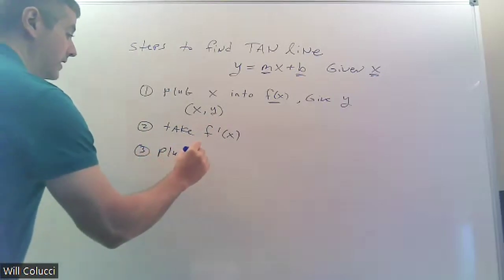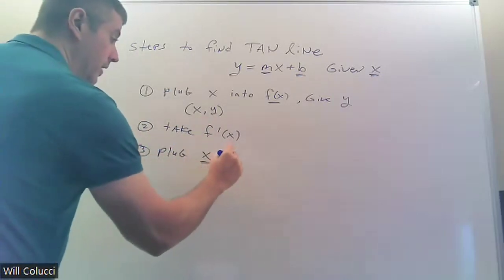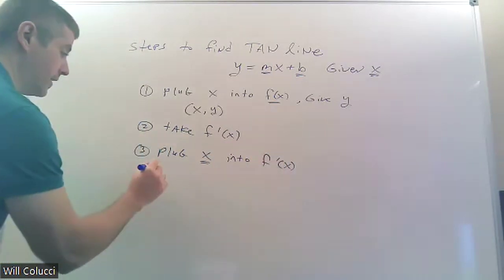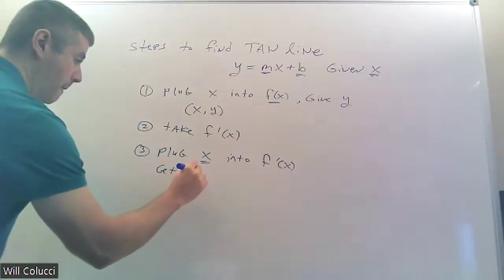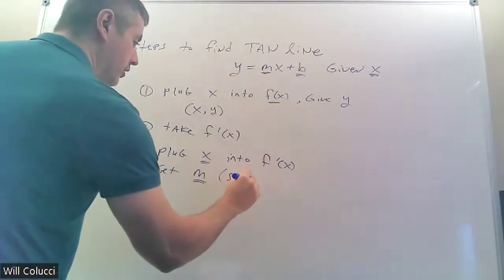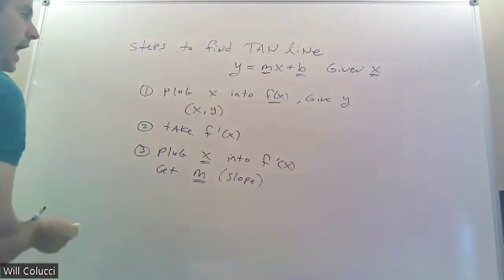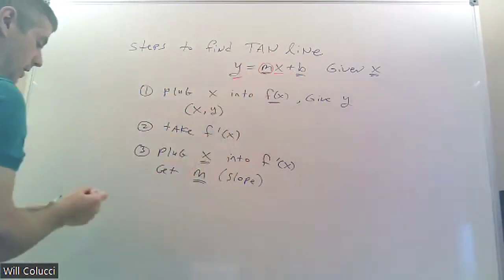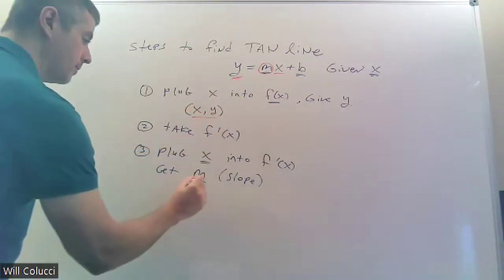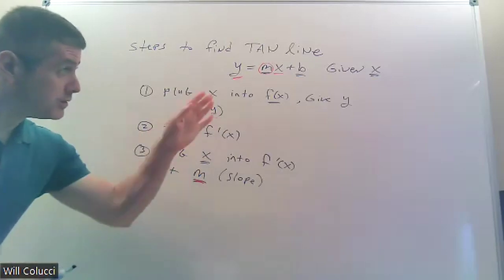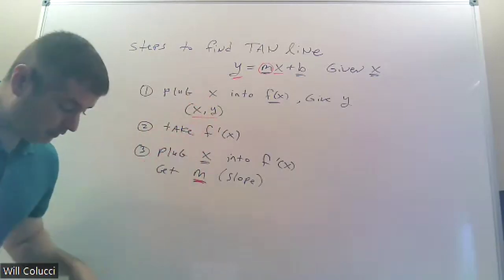Then you're going to plug the x that I gave you into the derivative. So that gives you the m. Now you know your slope. So you're almost there. You got your m. You know x and y because you did that in step 1. Now all you got to do is plug them all in. You're just missing that b. The b represents the y-intercept.